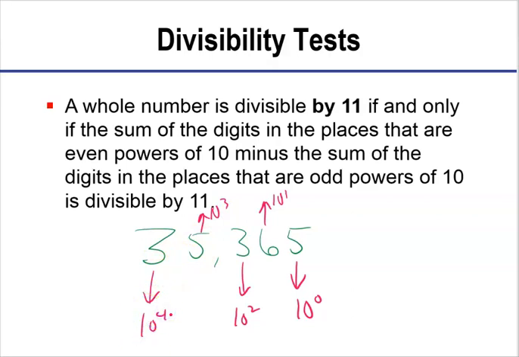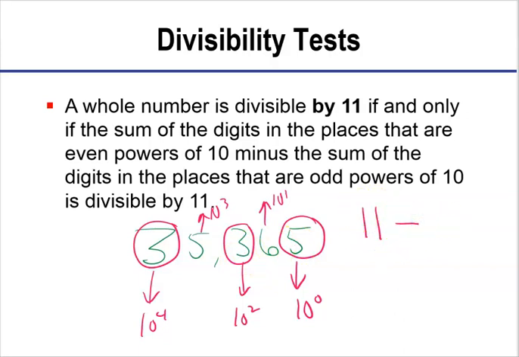And it says if the sum of the even powers, so that's an even power because it's 10 to the 0, that's an even power because it's 10 squared, that's an even power because it's 10 to the fourth. Notice it's every other one. So if we add those digits together, 3 plus 3 is 6 plus 5. That happens to be 11.